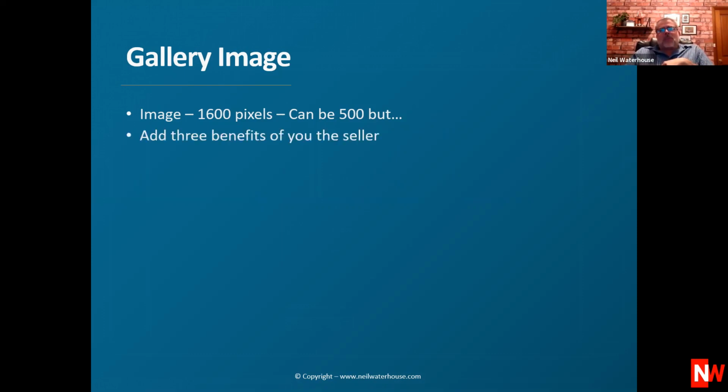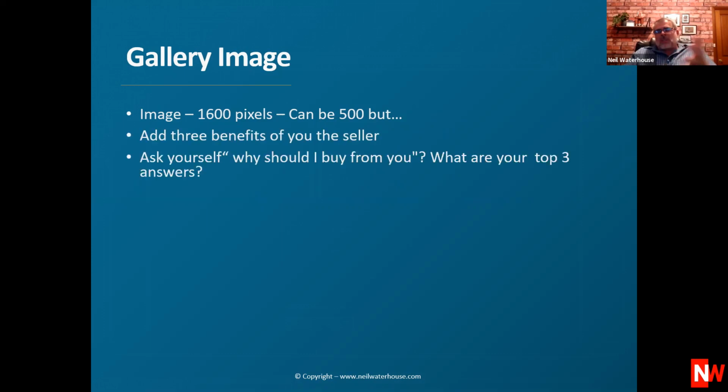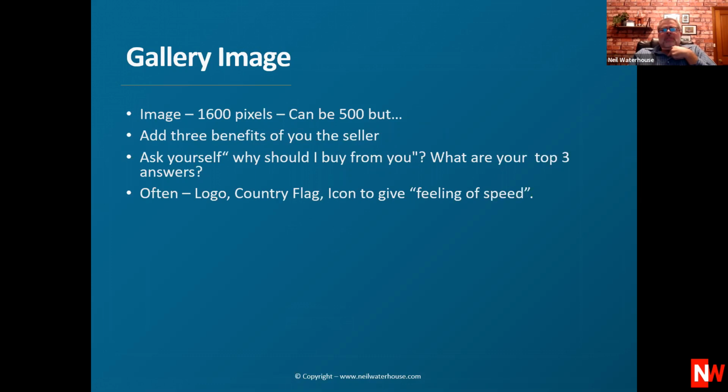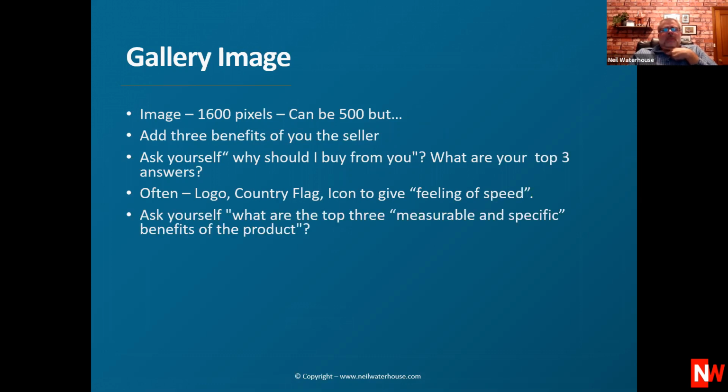So on the gallery image, you add 3 benefits of you, the seller. Those 3 benefits are normally, you ask yourself why they should buy from you. Normally you put your logo, you put the flag of your country. So if you're in Australia, you put an Australia flag, and you put something that gives a feeling of speed, like a fast courier, one-day dispatch, or something like that. So you ask yourself, why should I buy from you? And that's what goes on there. Like I said, logo, country flag, or an icon to get a feeling of speed.